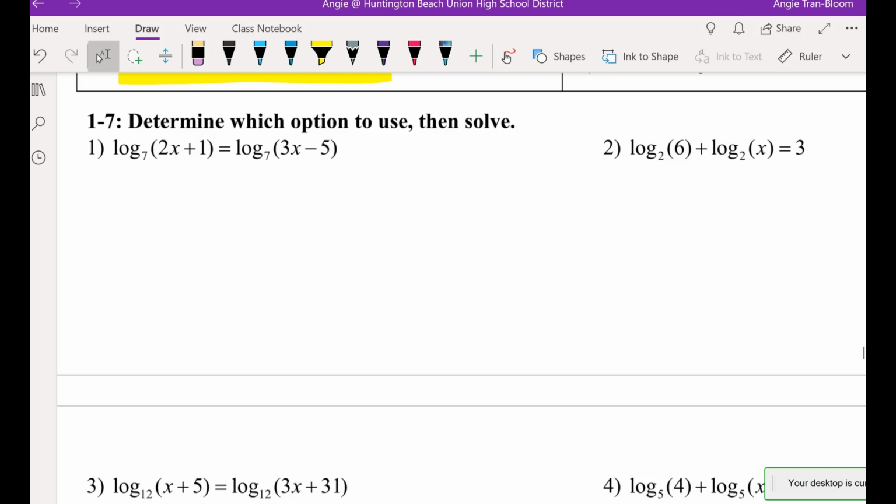What option do you want to use, Jonah? Option 1. Perfect. Question number 1, Jonah. Do you have one log on each side? Yes. Are the bases of the logs the same? Yes. So can I drop the logs? Yes. So if we drop the logs, Alicia, can you tell me what to write?